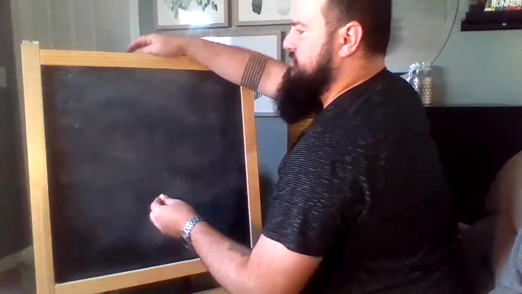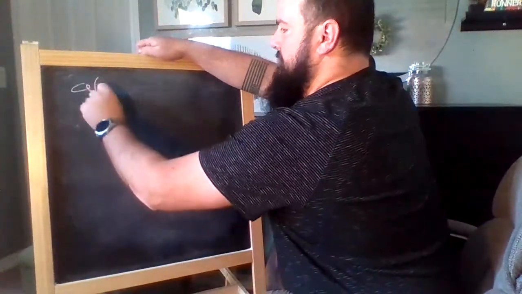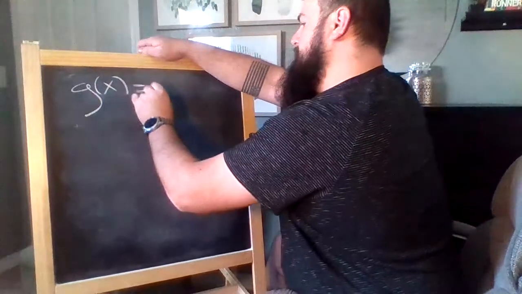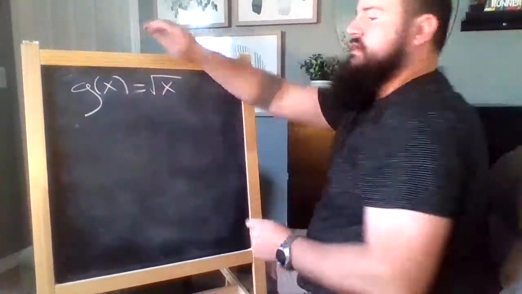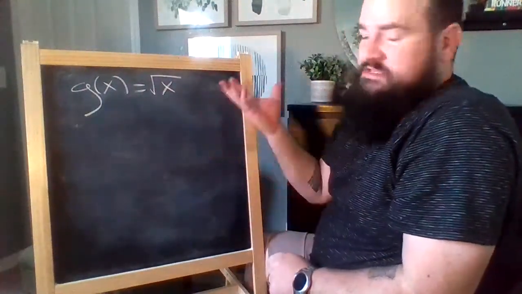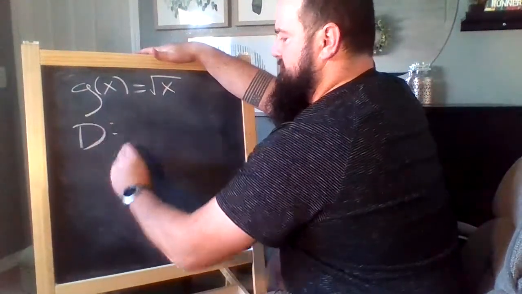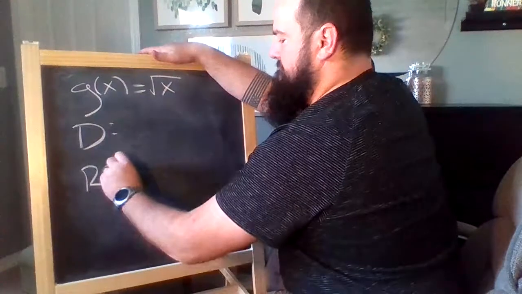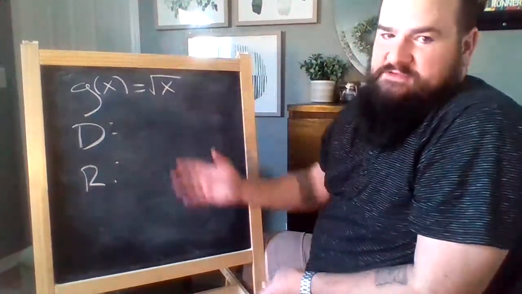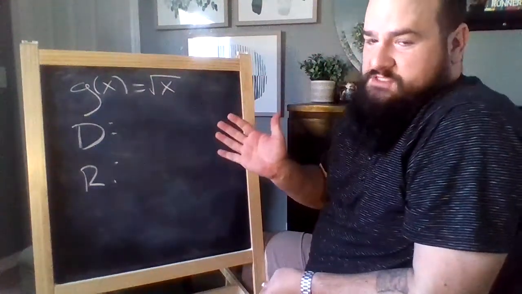Now, let's go with the new letter just for fun. Let's talk about that square root of x, right? Let's say g of x is square root of x. I want to identify the domain and the range. So we have to ask ourselves those 5 simple questions.